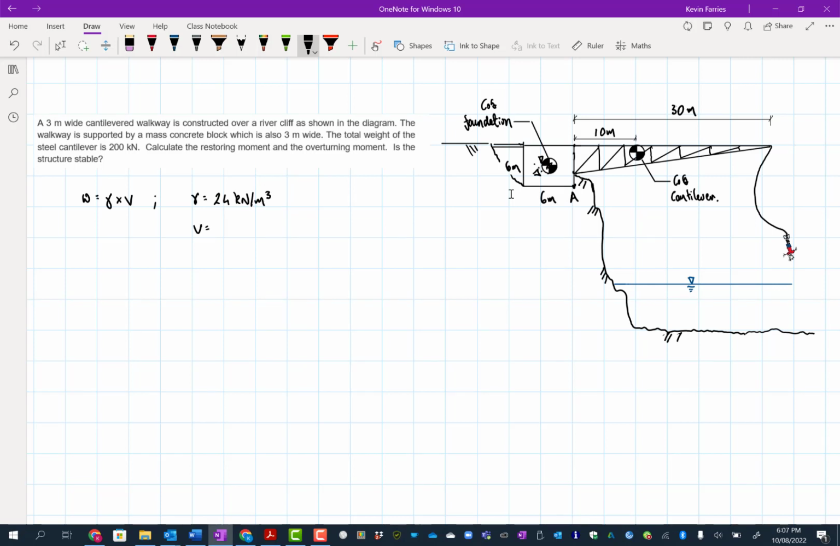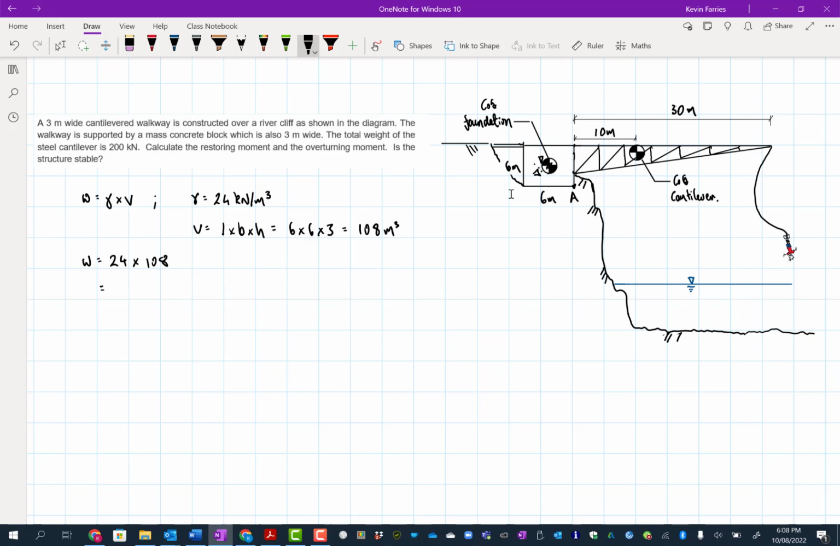The volume is just equal to, should I write the formula? Probably not, but length times breadth times height. It's just a cuboid, that thing. It's going to be 6 times 6 times 3, which is 36 times 3, 108. 36 times 3, yep. So it's going to be 108 cubic metres is the volume. So therefore the weight is equal to 24 times 108. That one I'm not going to try and do in my head. 24 times 108.